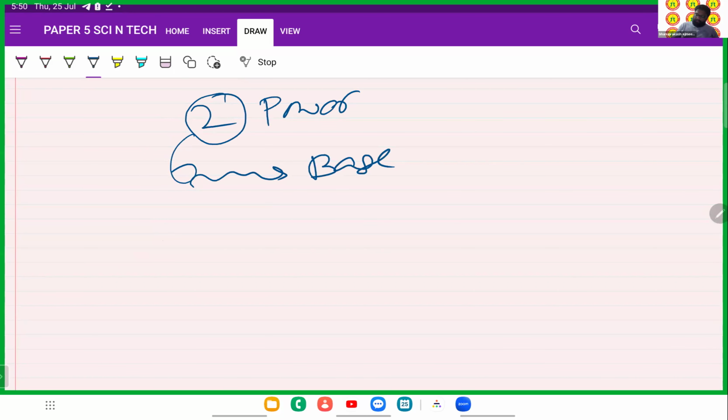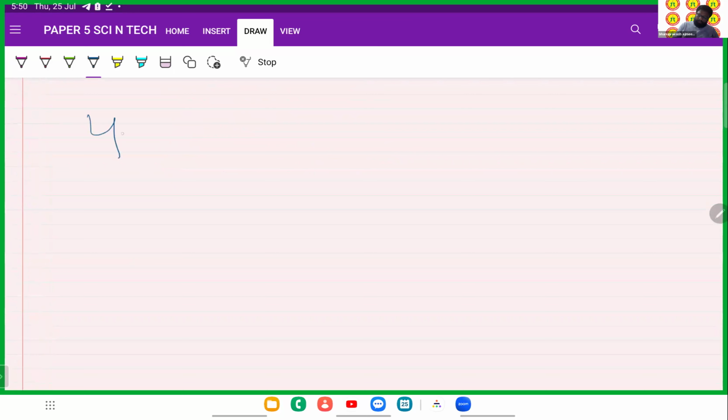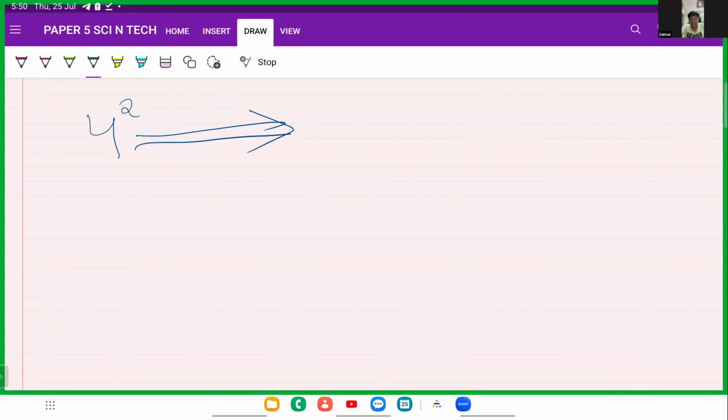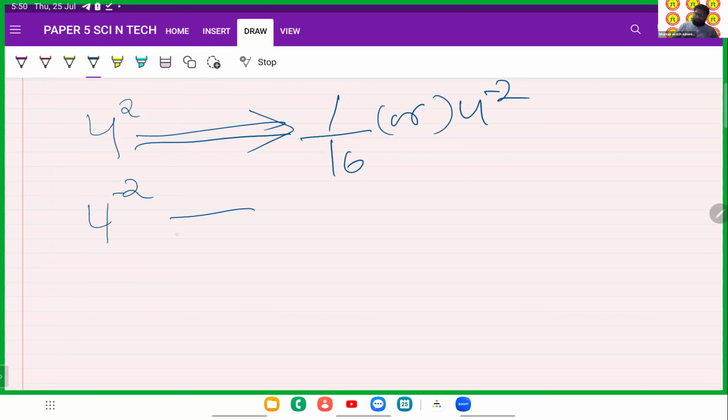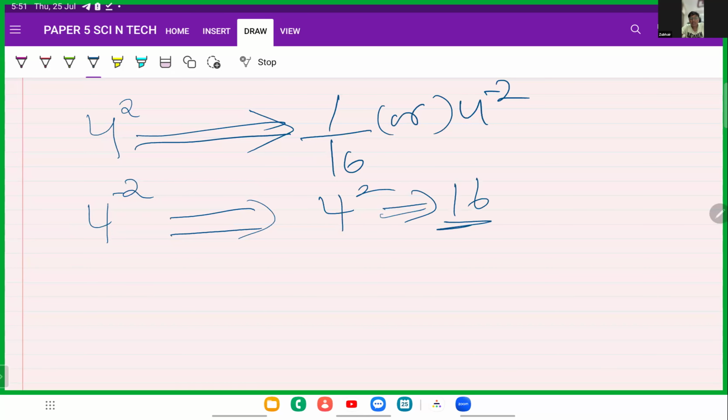So if I tell you 4 square, what is the multiplicative inverse of 4 square? Sir, 1 by 16, sir. That is 4 to the power minus 2. What is the multiplicative inverse of 4 to the power minus 2? That is 4 square. That is 16. 16, sir. Any doubt till now? No, sir.